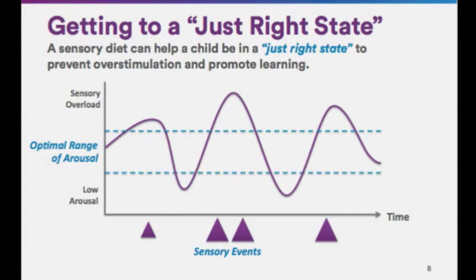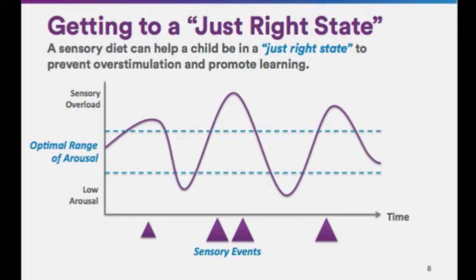So as occupational therapists, we talk many times about a just right state. If you look at the chart, the just right state is that area in the middle, which is the optimal range of arousal. That's where learning and attention can happen. That is a child who's not overstimulated, not understimulated, they're in a perfect place to take information in and produce the response that they should.